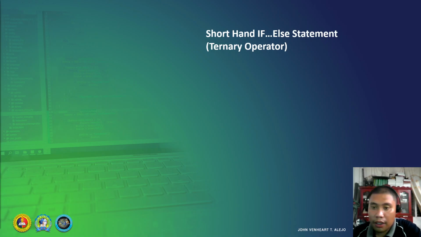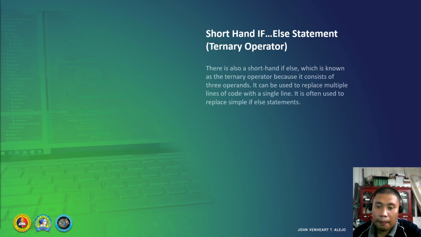Hello everyone, good day. You are watching this additional lesson about the if-else statement, where you will learn how to save multiple lines by using a shortcut of if. There is also a shorthand if-else which is known as the ternary operator because it consists of three operands. It can be used to replace multiple lines of code with a single line. It is often used to replace simple if-else statements.